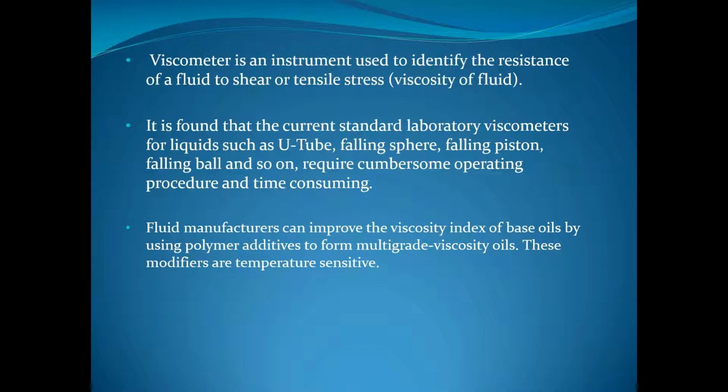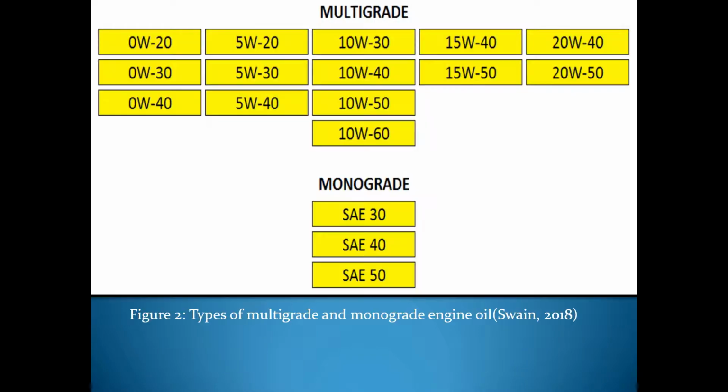Fluid manufacturers can improve viscosity index of base oil by using polymer additive to form multi-grade viscosity oil. These modifiers are temperature sensitive. So in this research, we use a lot of type of engine oil. This figure shows two types of engine oil, multi-grade and monograde.